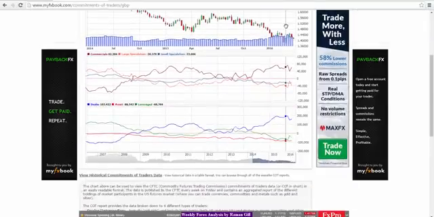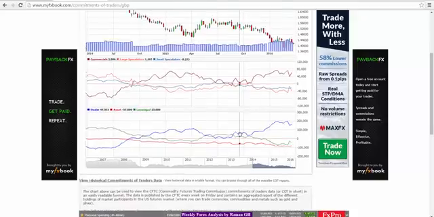For the British pound here, we had seen a buildup in the long positions. However, this week we actually see an increase in the short positions. So as you can see here, this green line that we are looking at, the net short positions have increased from negative 26,000 to 47,000. So these have almost doubled. So this points to short British pound.